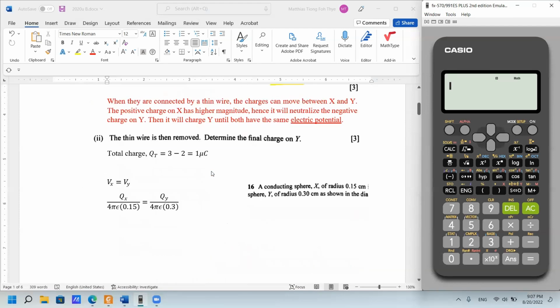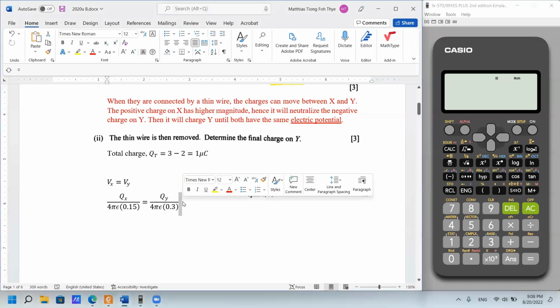Now we're going to solve the second question: when the thin wire is removed, determine the final charge on Y. Based on the explanation, the remaining charge will be equal to 1 microcoulomb, that is 3 minus 2. And then they will perform the charge distribution until the electric potential at X is equal to the electric potential at Y. So we're going to use the formula of electric potential as Q over 4 pi epsilon r, where the radius of X is 0.15 centimeter and the radius of Y is 0.3 centimeter.